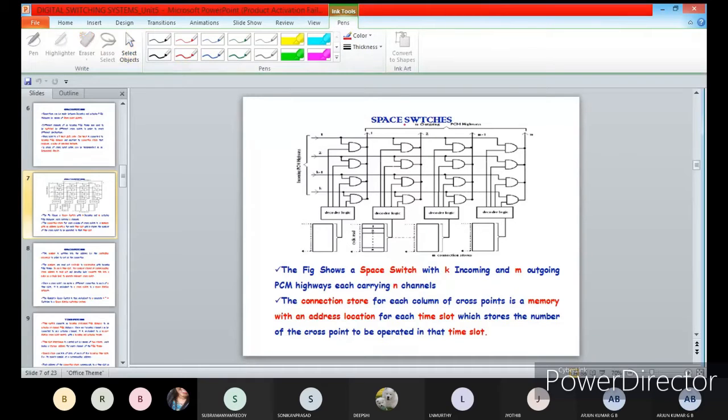See, these are the M outgoing PCM highways, and these are the N incoming PCM highways. If you make these connections, we need to create some cross points. Through that cross point only will they make the connection between the incoming and outgoing PCM highways.